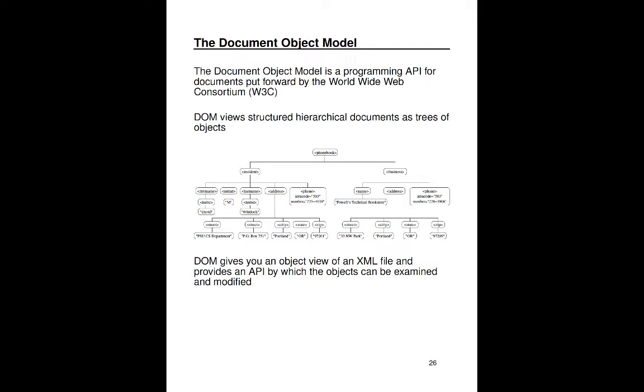The Document Object Model views structured hierarchical documents like XML as trees of objects. So DOM models objects as depicted in this diagram here. So here we've got our phone book XML document, and so there is a root object in the hierarchy called phone book, and then it has children objects like resident and business, and so on and so on. So you've got an object-oriented view of your XML data. And in DOM, each one of these objects is represented as a Java object, and there's an API that you can work with them.